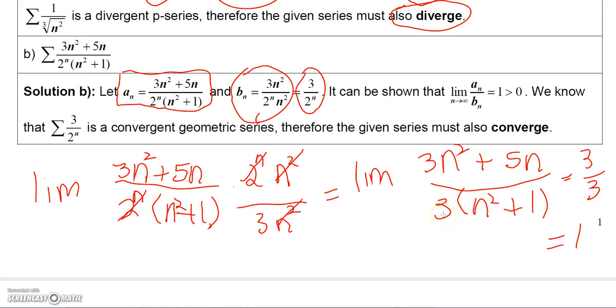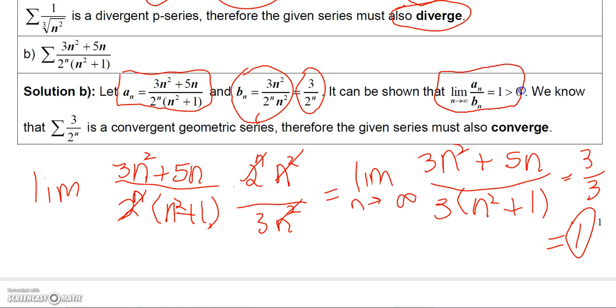Now, you should be able to show that if you take the limit of this as n goes to infinity, it equals 3 over 3, which is 1. And again, 1 is a number greater than 0.